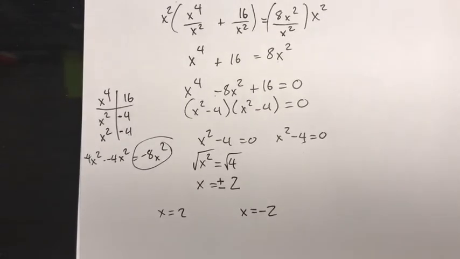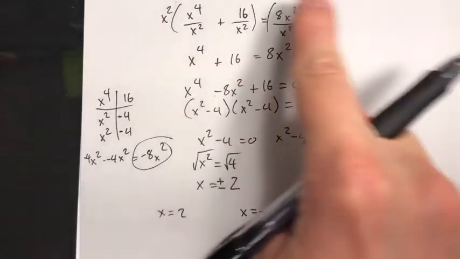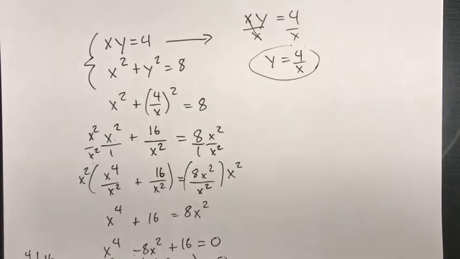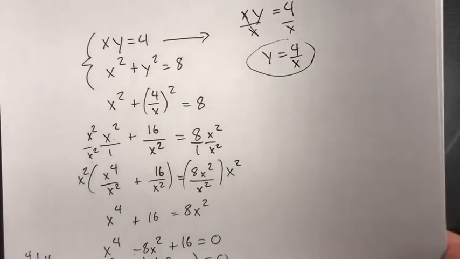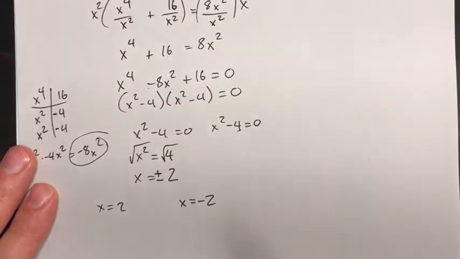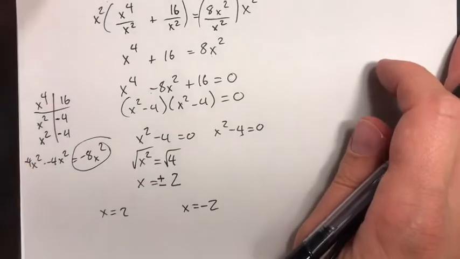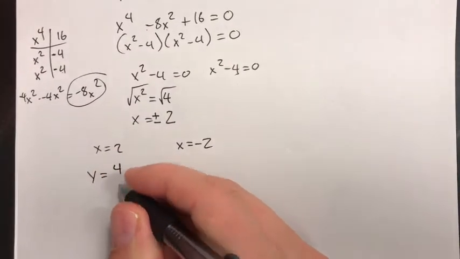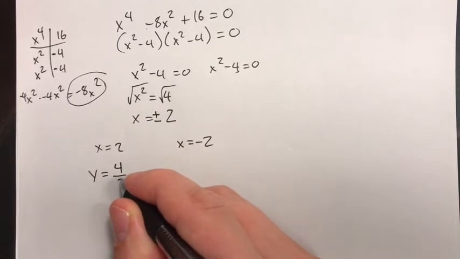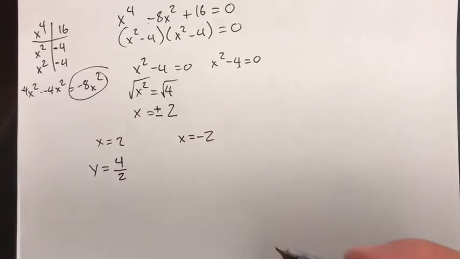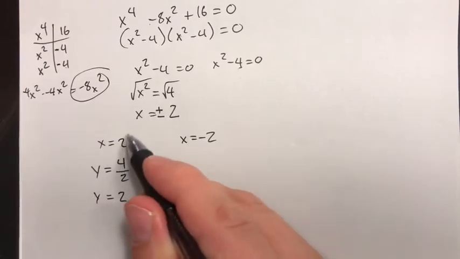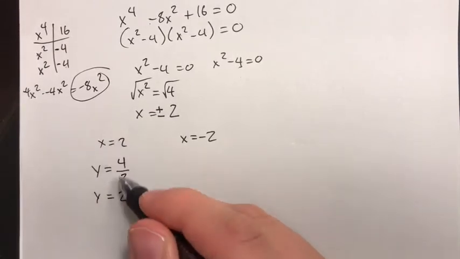Now I need to go plugging in to my equation up here, right? So here's my equation up here. I need to plug in the x's so I can get my y's. So here we go. Y equals 4 over x, so I'm going to do 4 over 2 in this case because that's what my x is. 4 divided by 2 is 2. So one of my intersection points is going to be 2, comma 2.